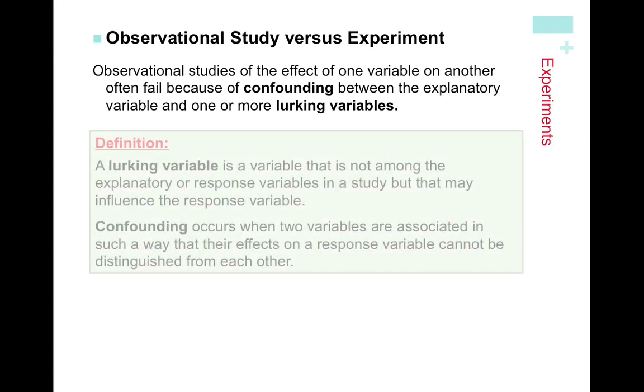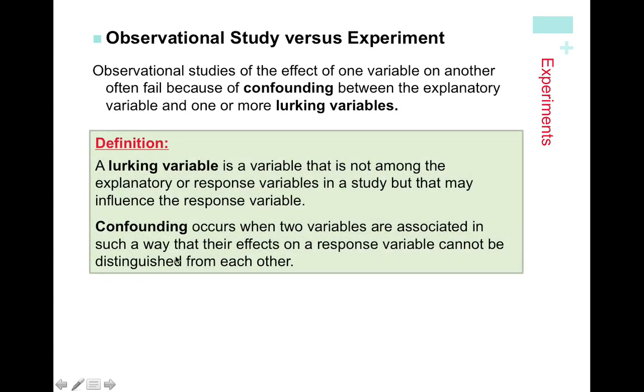Observational studies often fail because of confounding or lurking variables. So they're kind of the same thing. A lurking variable is a variable that's not among the explanatory or response variables in a study, but may influence the response variable. If you don't do something to control for the lurking variable, then the lurking variable becomes a confounding variable. So confounding occurs when two variables are associated in such a way that their effects on a response variable cannot be distinguished from each other. So when we design an experiment, we're trying to make sure we control for those lurking variables so we don't end up with any confounding.